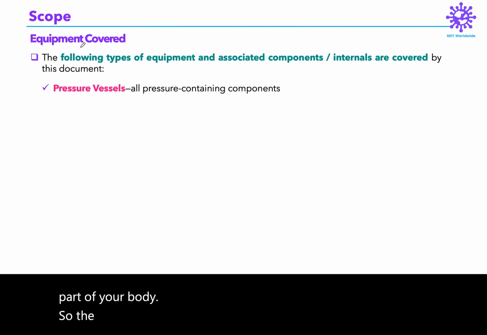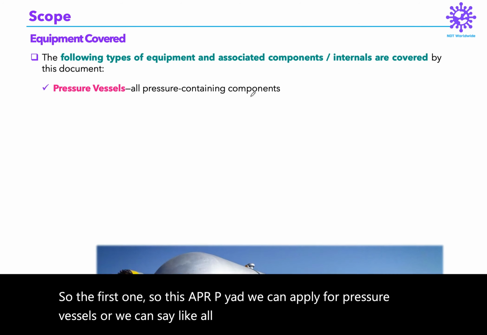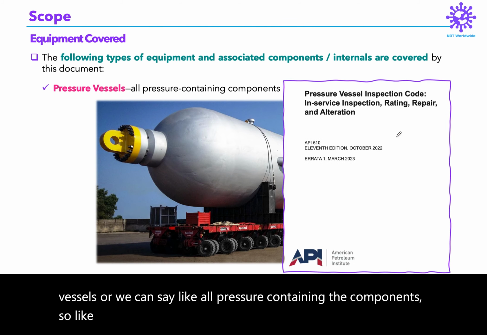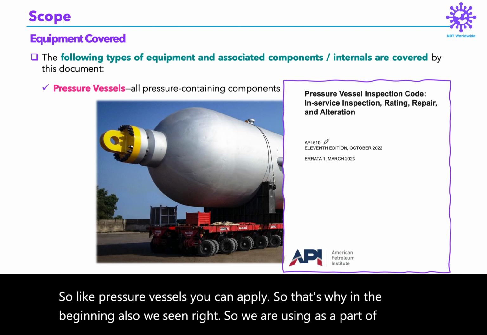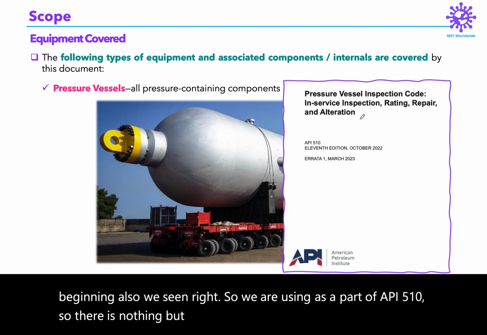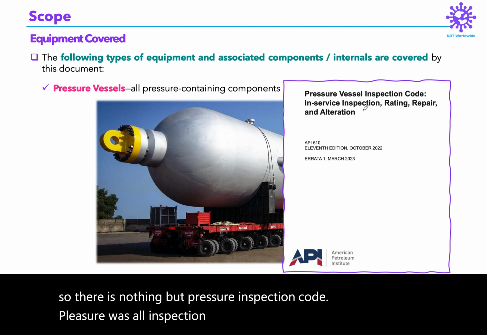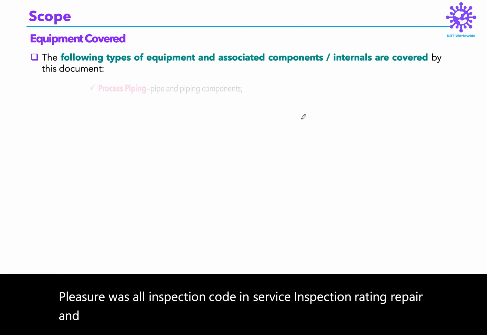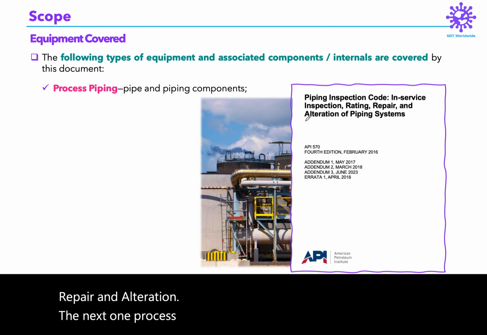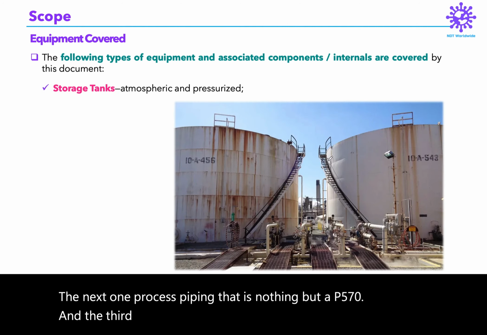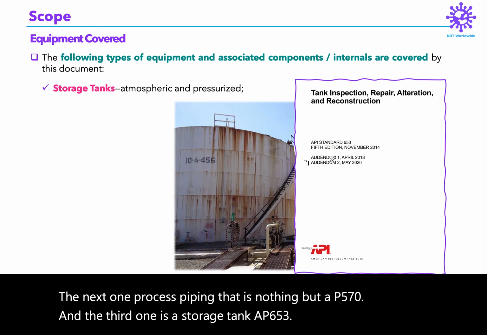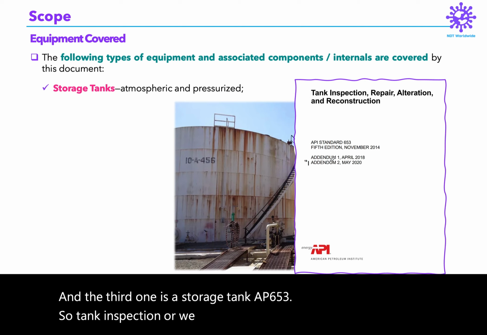So the first one, this API 580, we can apply for pressure vessels, or we can say all pressure containing components. So that's why in the beginning also we saw, right? We are using it as a part of API 510, that is nothing but the pressure vessel inspection code: in-service inspection, rating, repair, and alteration. The next one, process piping, that is nothing but API 570. And the third one is storage tanks, API 653. So tank inspection, or we call it AST, aboveground storage tanks.